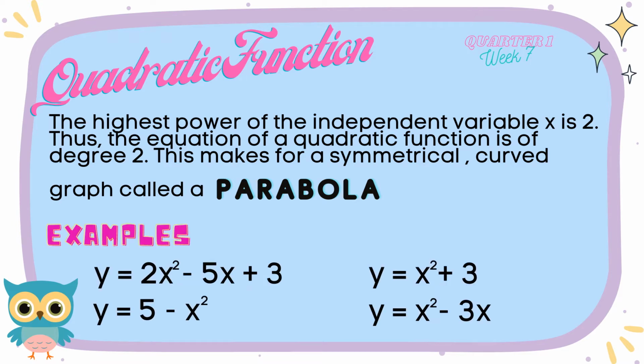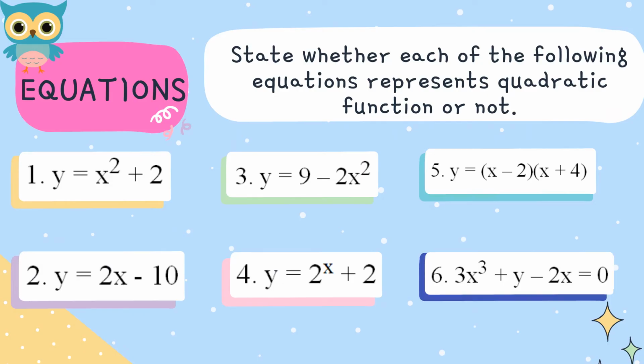The following are examples of a quadratic function that is written as an equation. We have y is equal to 2x squared minus 5x plus 3. We have y is equal to 5 minus x squared. We have y is equal to x squared plus 3. And y is equal to x squared minus 3x.